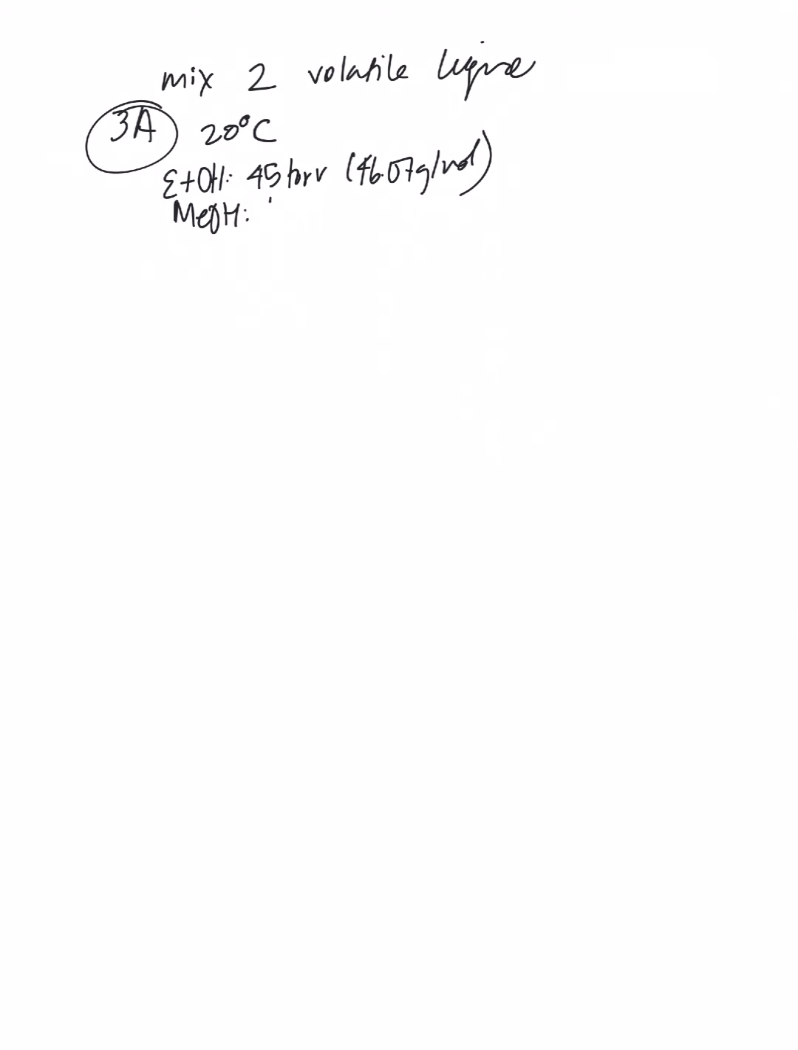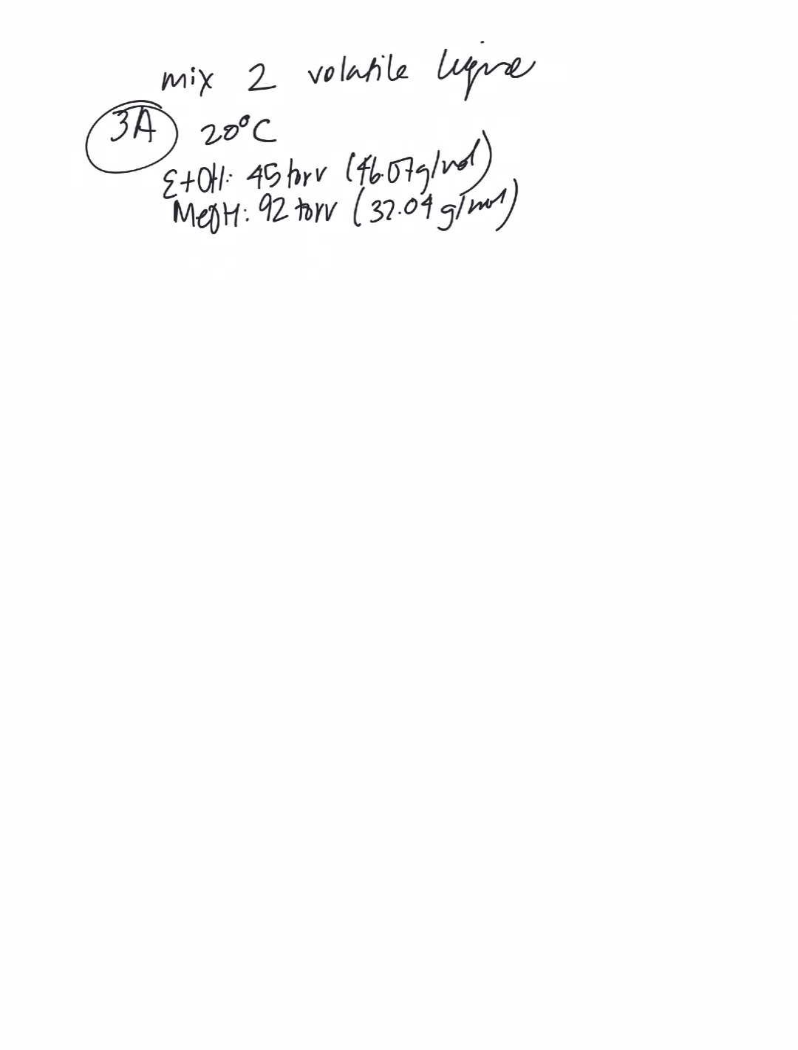So I'm going to go ahead and do 3A, okay? And I don't have the temperature. Whoops. Okay, it's 20 degrees Celsius. At 20 degrees Celsius, our vapor pressure of ethanol is 45 torr. And note that ethanol has a molar mass of 46.07 grams per mole. And our pressure of methanol, which I'm going to abbreviate as MeOH, is 92 torr. And methanol has a molar mass of 32.04 grams per mole, just FYI.